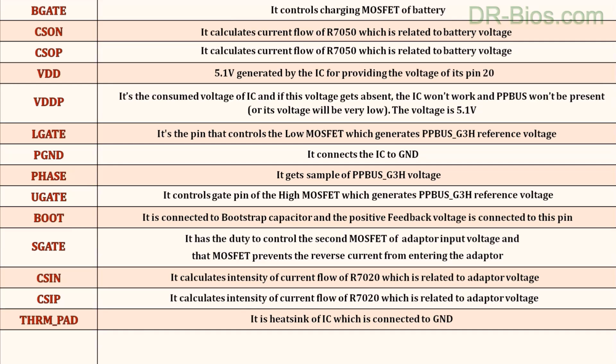The next pin is VDD. When IC receives its necessary voltages, it generates 5.1 volts that exits through pin 20. The voltage is provided for VDDP pin of the IC.